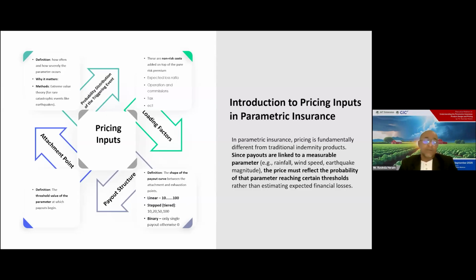But when designing the product, we have to be more careful about at which point the first payout is made, because it is a very attractive point from the client's perspective as well, to see the product reliability in the history. These are the pricing inputs in terms of product designing in parametric insurance, right?